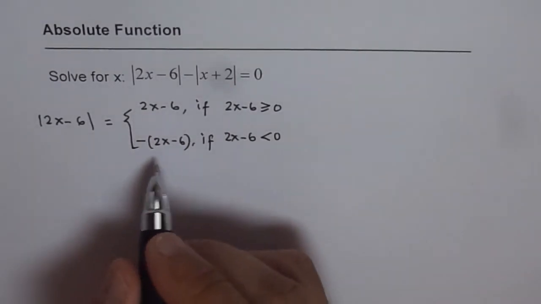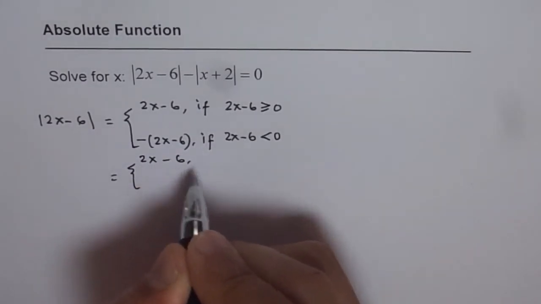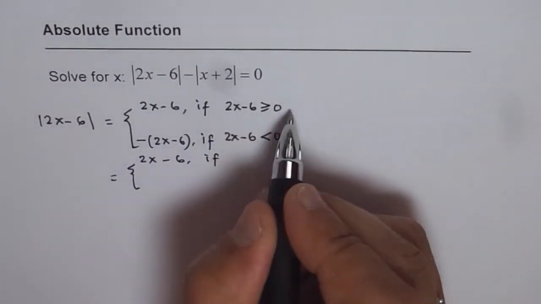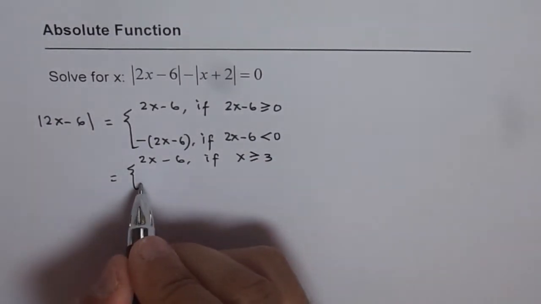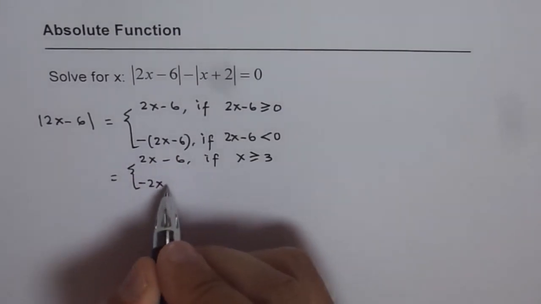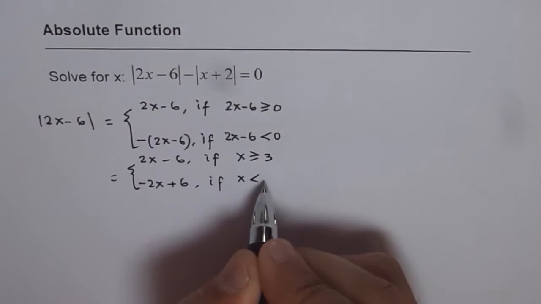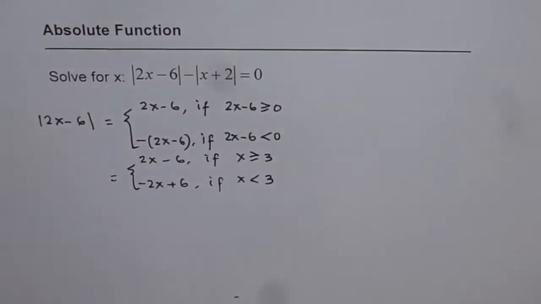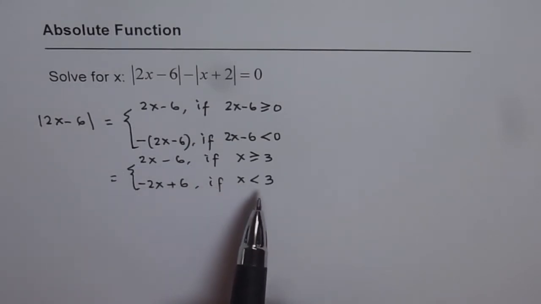Now we can write this as 2x - 6 if, taking 6 to the other side, x is greater than or equal to 3, or it is minus of (2x - 6) if x is less than 3, right? So that is how we can write |2x - 6| as a piecewise function. Remember, it divides the interval of all real numbers into two at x equals 3.